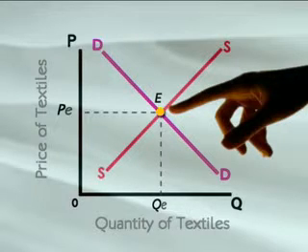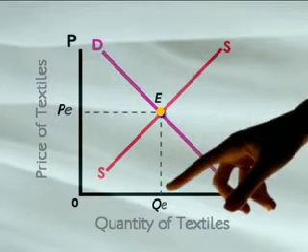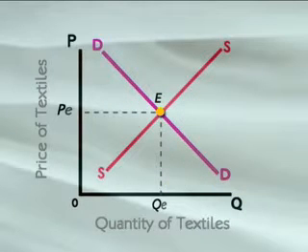In other words, the forces of supply and demand have determined the local market price, and that's the price at which the local market clears. Everything that's produced is consumed.